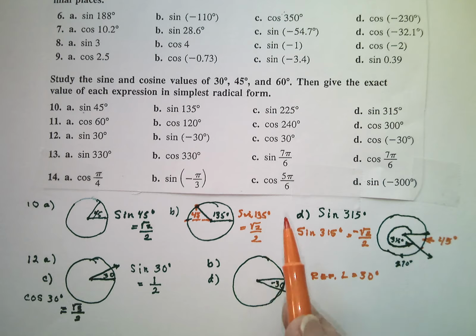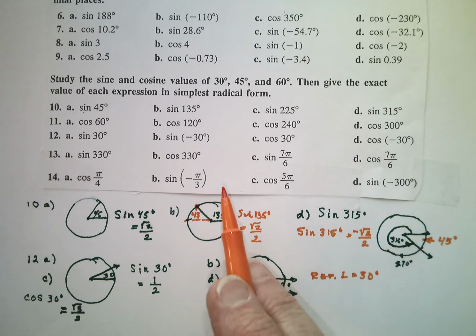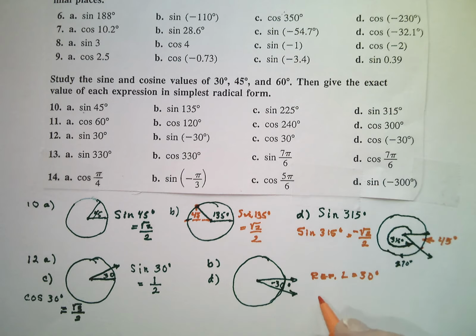For part B, they want to know the sine of negative 30. Well, it's going to be the same as the sine of 30. Sine of 30 is 1/2. We'll just have to decide in this location, is the sine value positive or negative? It's down below center, so it would be negative 1/2.